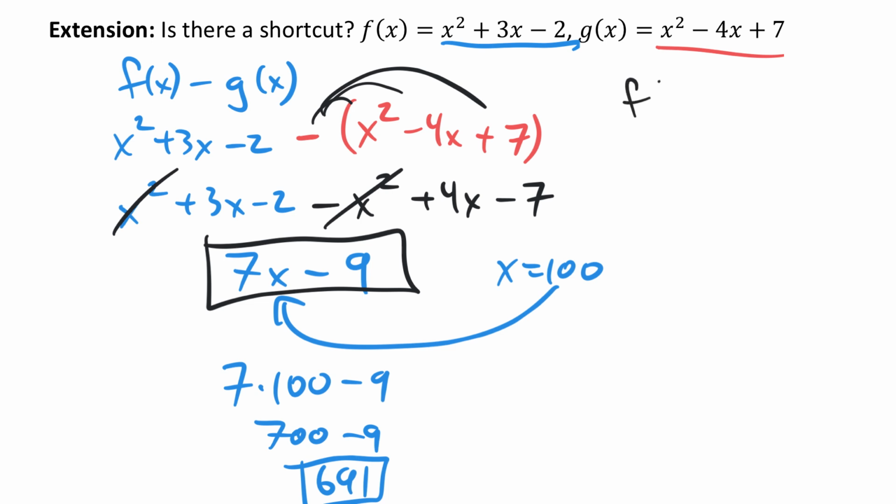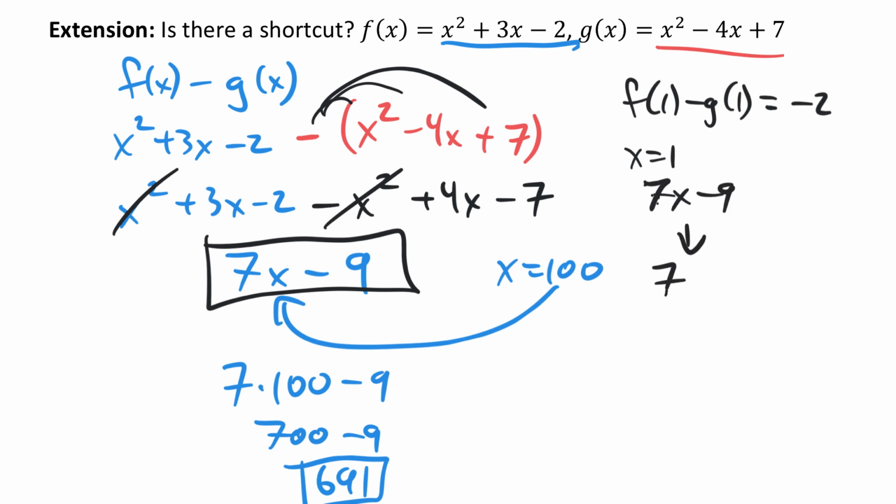If you remember, f of 1 minus g of 1 worked out to be negative 2. And we can see that right here. If we have x equal to 1, in our formula 7x minus 9, this becomes 7 times 1 minus 9, which is 7 minus 9, which is negative 2, just like we would expect from over here. And of course, if you plugged in x as 2, you would get 7 times 2 minus 9, which will be 14 minus 9 or 5. So you'll get the same number as before.